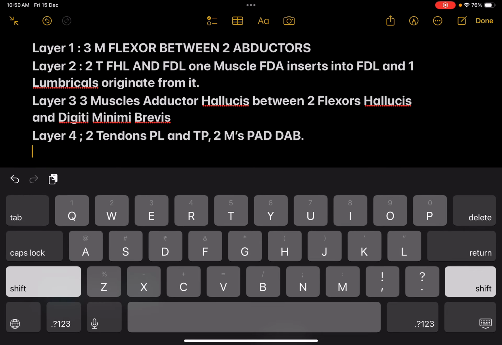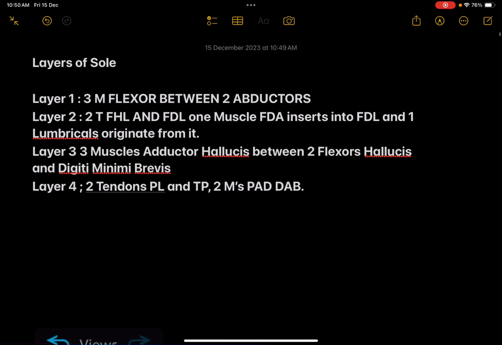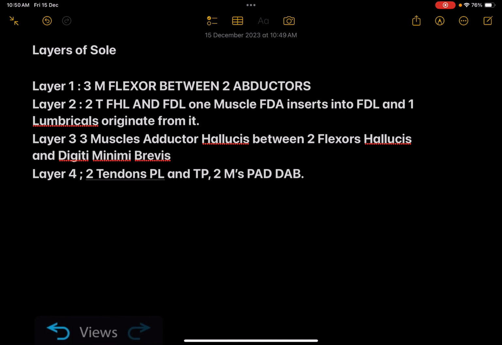Today we will cover the layers of sole. Layer 1, 3 muscles. Layer 2, 2 tendons, 2 muscles. Layer 3, again 3 muscles. Layer 4, 2 tendons and 2 muscles.